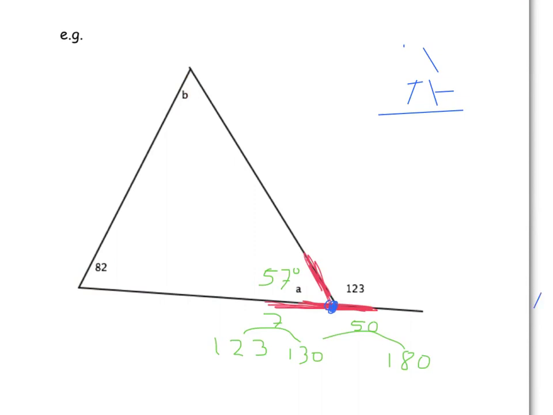We add those together, we get 139. So to get to 180, we add on 1 to get to 140, and we add on 40 to get to 180. So we add on altogether 41 degrees, which is the missing angle in this triangle.